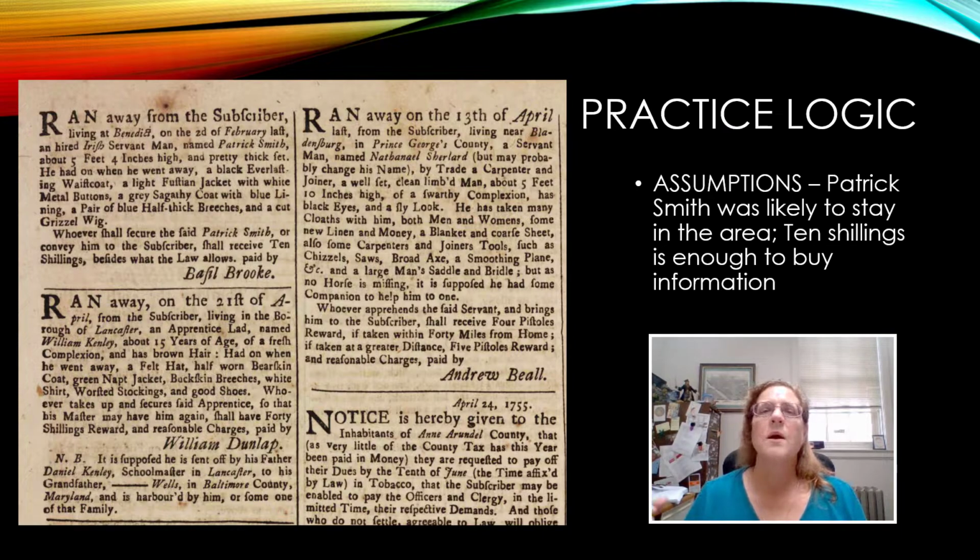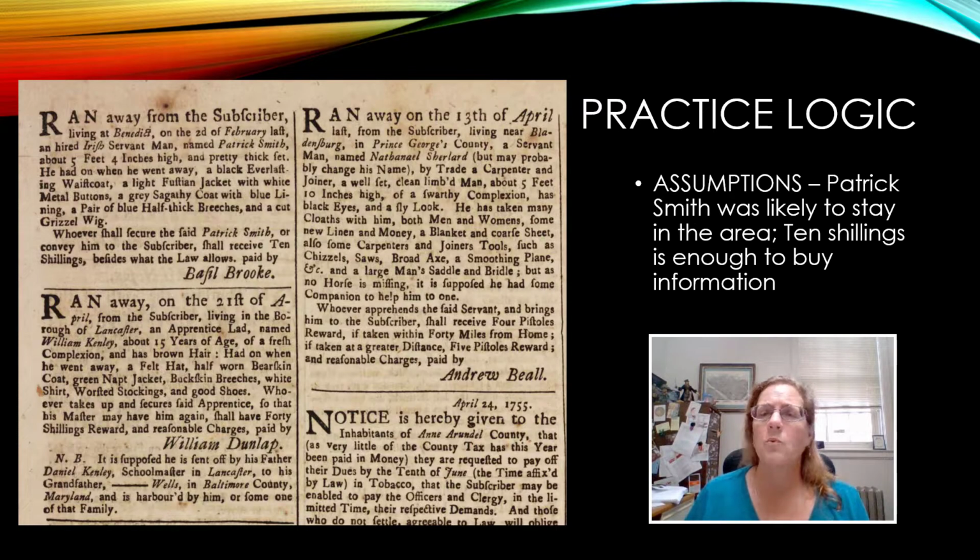All right. What beliefs led Basil Brooke to put this advertisement in the newspaper? He assumed that Patrick Smith was going to be in the area, that somebody else who was reading the newspaper was likely to see Patrick Smith. If he thought Smith had jumped on a ship and sailed back to England, there would be no reason for him to advertise in a Maryland paper. So he's made this assumption that Smith is going to stay in the area.